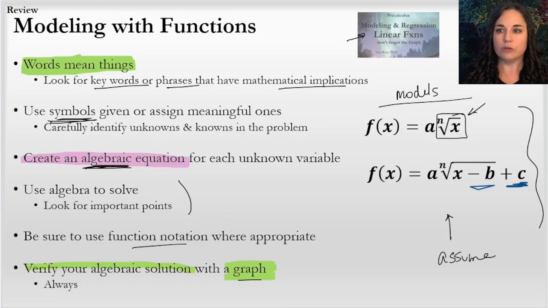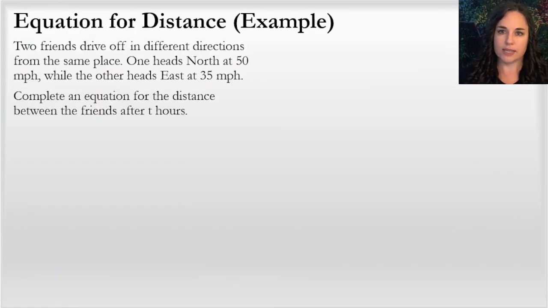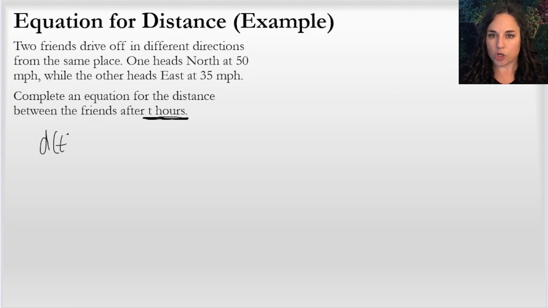I picked out an example of modeling with radical functions that I see students struggle with. It's two friends driving off in different directions, and it wants an equation for distance after t hours. I think students get confused here. What they're looking for is a function of distance in terms of time. We want distance in terms of time. So there's some sort of total distance between these two friends as they travel through time. So we know that distance will be some function of time.